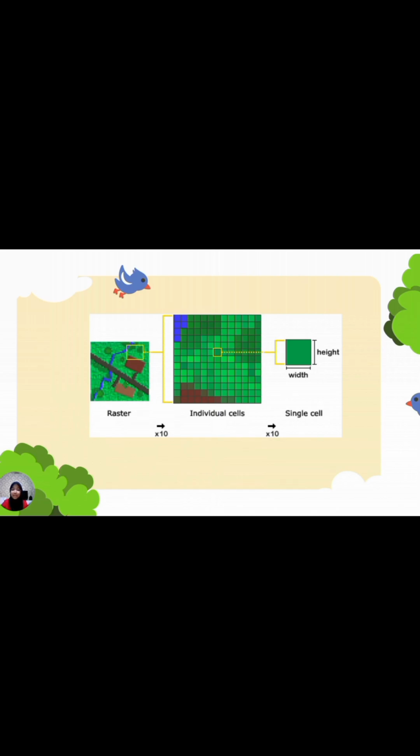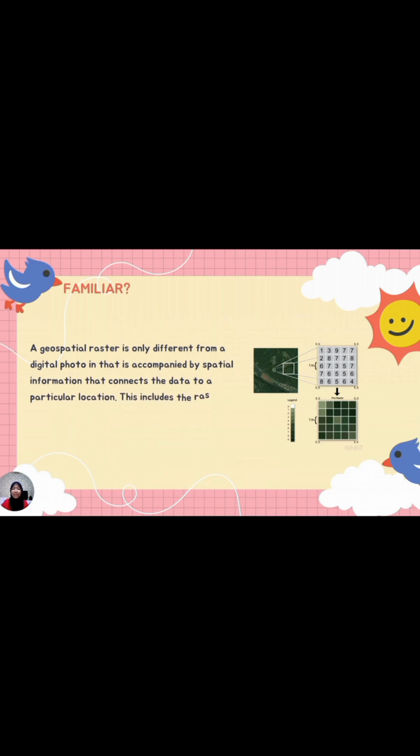So this is the example picture of raster data. It may sound familiar because this data structure is so familiar that it represents any digital image. A geospatial raster differs from a digital photo in that it comes with spatial information that links the data to a specific location. This includes the label and size of a raster cell, the number of rows and columns, and its coordinate reference system, or in acronym, CRS.